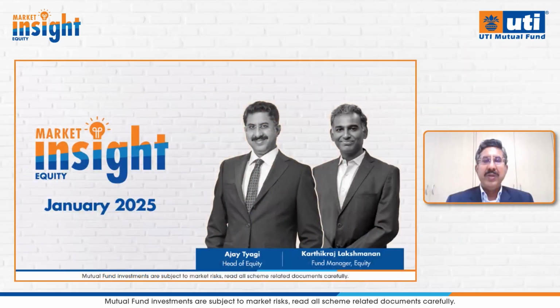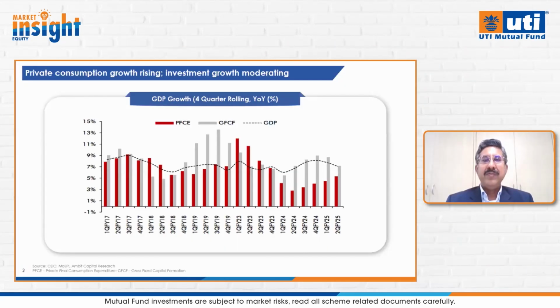So let's get straight into the first slide, which is basically showing us the breakup of GDP into two important vectors. One is private consumption expenditure, which is shown in the red bar, and the other is the gross fixed capital formation. You can also call it the movement of capex in the country. As you can see, over the last couple of quarters, we've seen an improvement in private consumption. At the same time, we have seen a deceleration in capex or gross fixed capital formation.